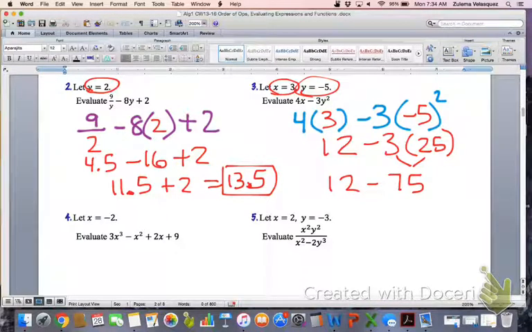Now that we've taken care of our exponents and multiplication, there's no division. Now we can move on to add and subtract, which is the last level. So 12 minus 75 will be -63. And that's my final answer. Let's go ahead and move on to those last problems.